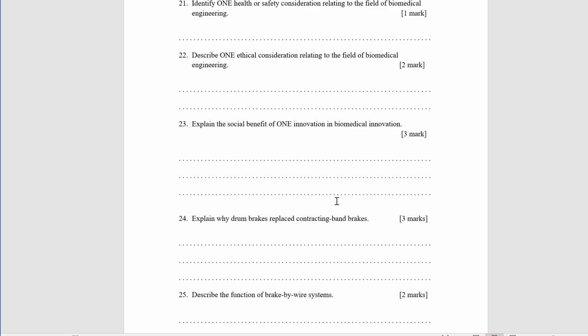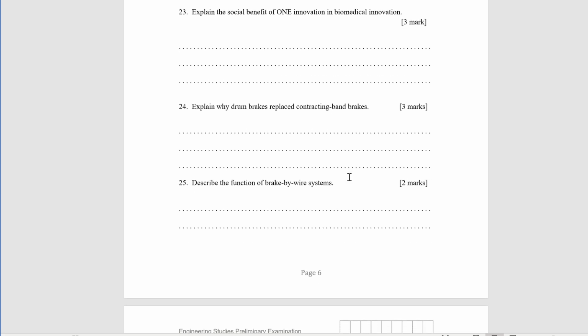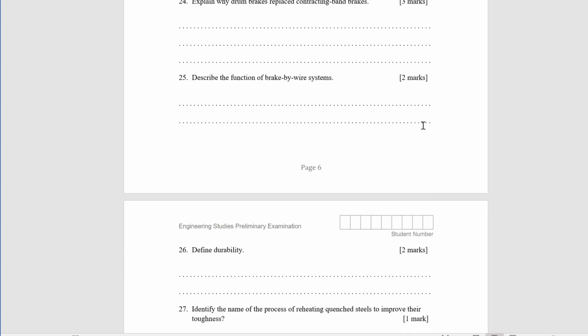That's 3 marks. Explain why drum brakes were replaced by contracted band brakes. Because they're not as affected by debris. Because they're a sealed container, they don't allow for leaves and rocks and things to get between the brake and the drum, and also they tend not to get in the way and cause mechanical failure. So that's the main reason. That's a bit of a long wordy answer, but I'm trying to do this quickly.